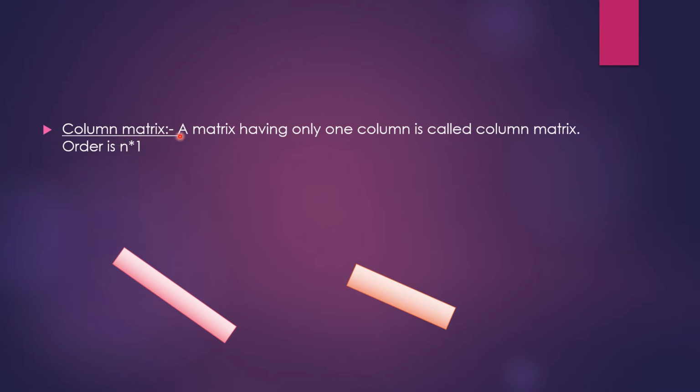Next we have column matrix. A matrix having one column is called a column matrix. Its general order will be n by 1, that is n rows and one column. So an example, see, there are 3 rows. The row number 1 is this, row number 2 is this, and row number 3 is this. So it is 3 by 1 and this will be 2 by 1.